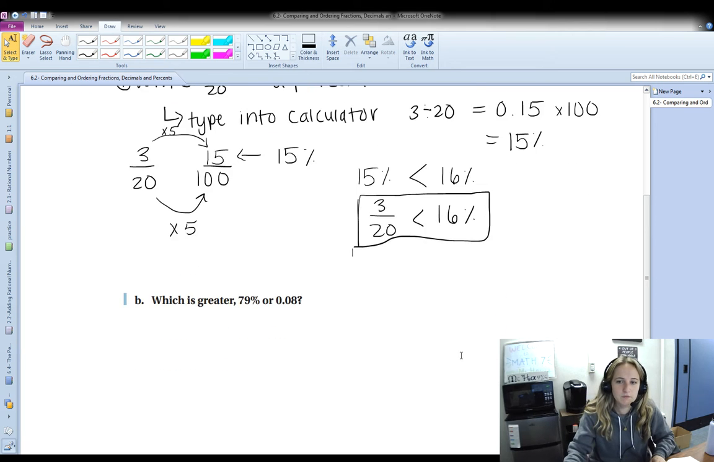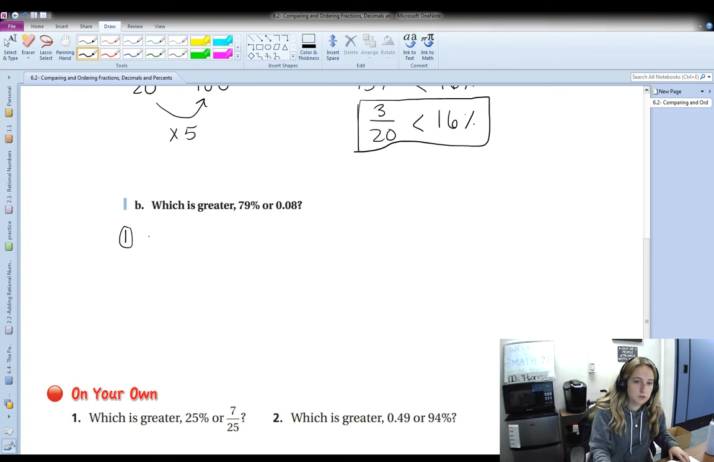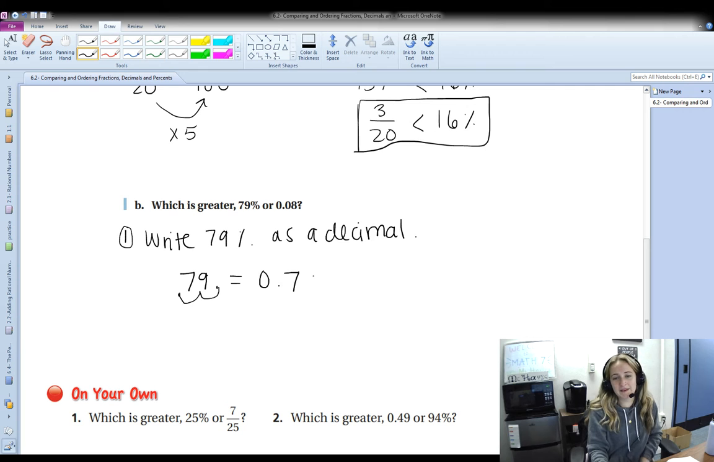Let's look at this one. B, which is greater, 79% or 0.008? So let's write 79% as a decimal. There's a couple different ways you can do it. You can move the decimal point, which should be behind the 9, to the left 2 times, and that would equal 0.79. Or you could divide 79 by 100, and that would also give you the decimal, 0.79.